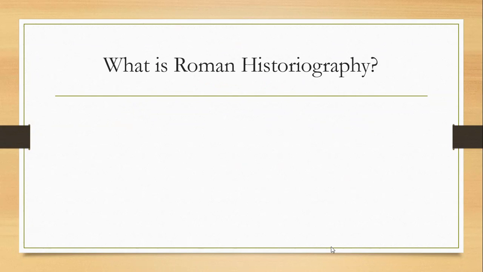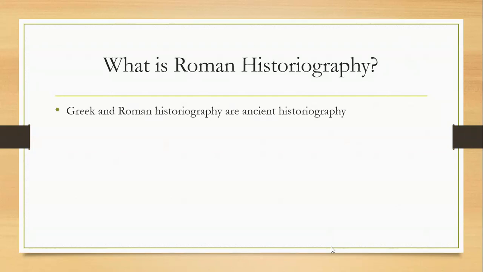The historiography written during the time when Rome was growing more powerful was known as the Roman historiography. Greek and Roman historiography both are part of ancient historiography. The Christian historiography, all of them are the later part. So, Greek and Roman constitute ancient historiography. Roman historiography was actually following that of Greeks.